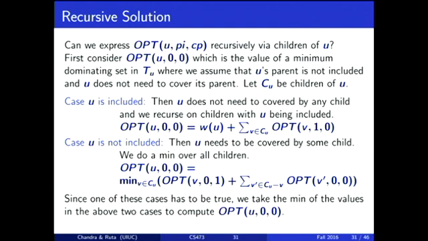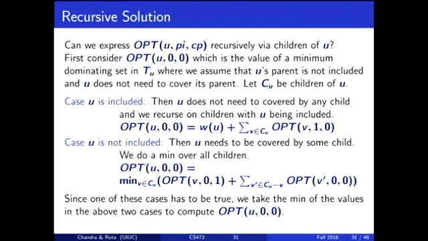I included myself, right? So I am recursing on my children and telling them, look, since I included myself, your parent is included. So I put opt of V1, and since I included myself, there is no need for you to help me, right? So opt of U00, if I want to include U, is W of U plus the sum over the children of U, opt of V10. Okay? Agreed?